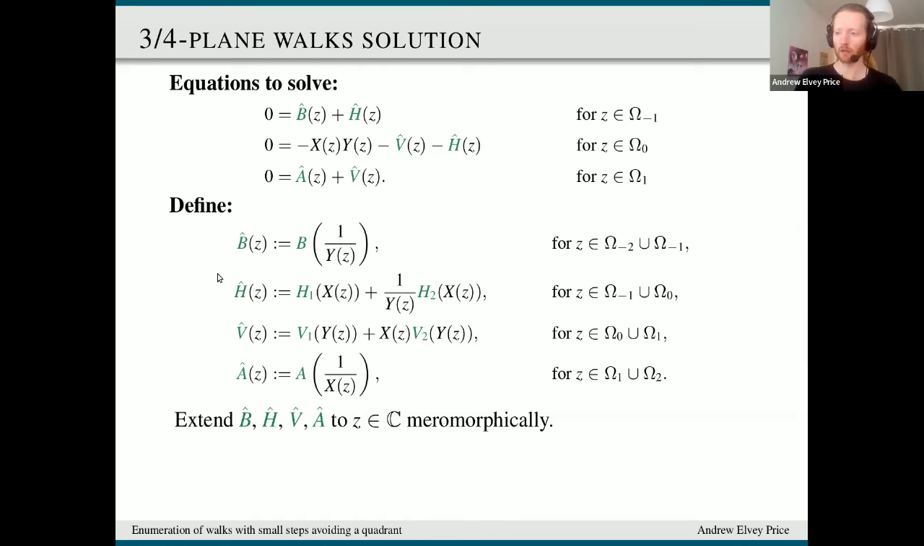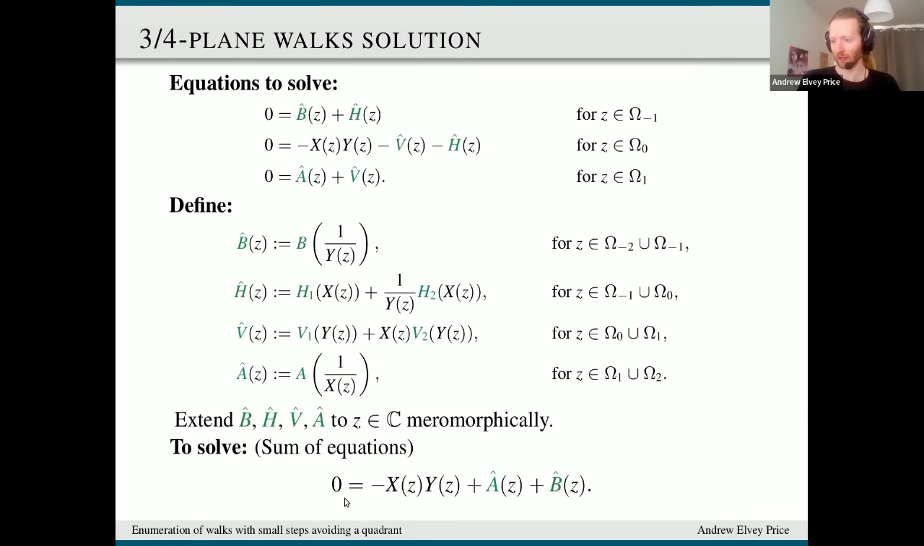But it turns out that we can prove, using these equations, that B hat, H hat, V hat, and A hat extend to meromorphic functions on all of C. So even though these are only defined in certain regions, they meromorphically extend to the entire complex plane. Okay, and so that means that since these equations hold in certain regions, they must actually hold on all of C. So we can compare them directly. In particular, we can just add up these 3 equations, and we get this simple looking equation.